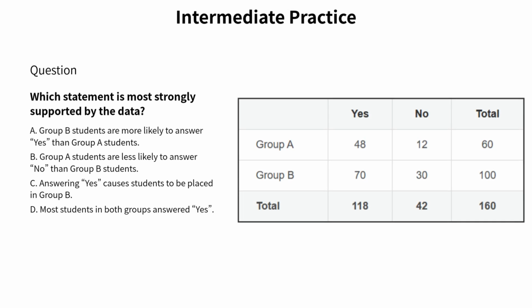Now let's move to an intermediate question. The key phrase here is most strongly supported by the data. You are not asked what must be true, and you are not asked to explain why something happens. Your task is simpler, but more subtle. Look at each statement and ask, does the data support this, or does it go beyond the data?